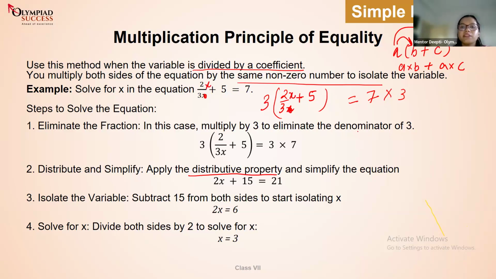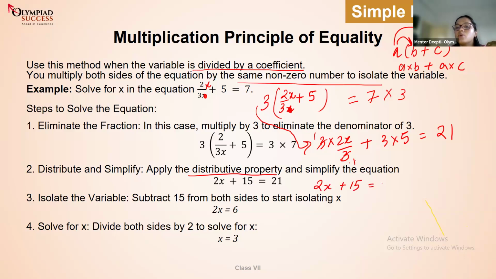So when 3 will be multiplied with the first term, 3 multiplied with 2x upon 3 plus, I'm solving it here. Please focus on the screen. 3 multiplied with 2x upon 3 plus 3 into 5 equals 3 into 7, that is 21. Now this 3 and this 3 will be cancelled. 3 one time and 3 one time, 3 ones is 3. So 3 cancels the other 3 and the only thing remaining with us is 2x plus 15 equals 21.